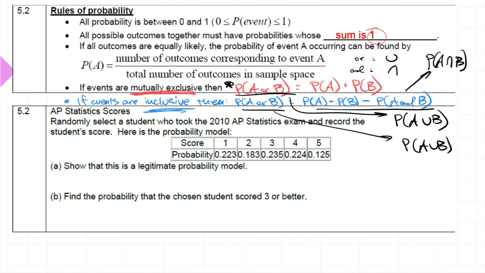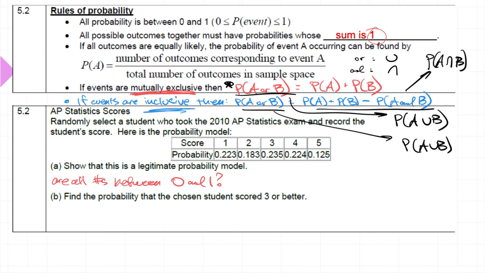All right. So let's look at an example that answers some of these questions. Here, we're randomly selecting a student that took an AP exam from 2010. And here's the probabilities. This is the breakdown of all the scores. This is the proportion that scored a 1, a 2, a 3, a 4, and so on. So if we randomly select a student, we're saying what's the probability that that student will fall in one of these categories. So we want to show that this is a legitimate probability model. So that's the question. Are all the numbers between 0 and 1?